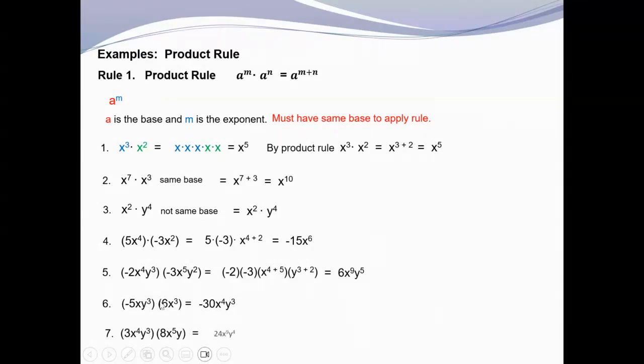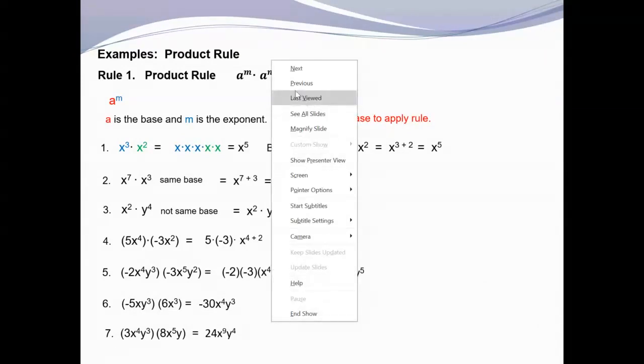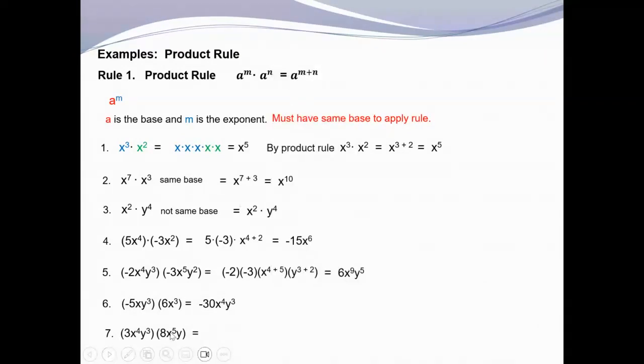Now about this one here. Let me go back real quick. 3 times 8 is 24. We have x to the 4th times x to the 5th. Again, we add the exponents. It's going to be x to the 9th power. We have y cubed times y. This is like a 3, this is like a 1. So it'll be y to the 4th. So the answer will be 24 x to the 9th, y to the 4th.